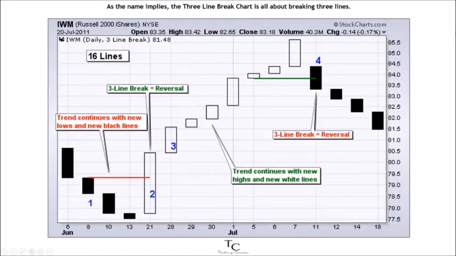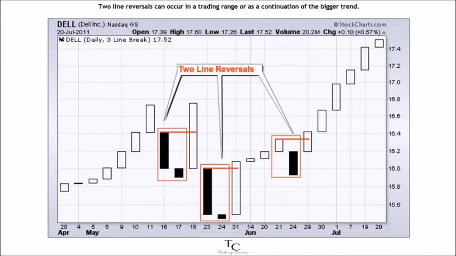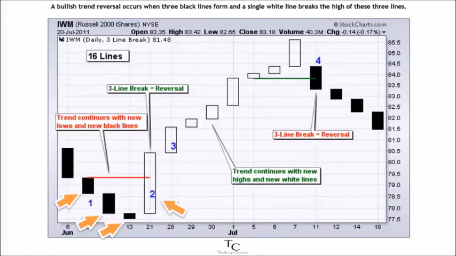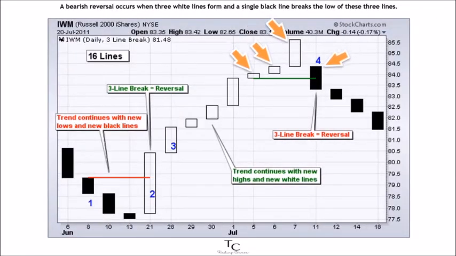As the name implies, the three-line break chart is all about breaking three lines. Two-line reversals can occur in a trading range or as a continuation of the bigger trend. A three-line break, on the other hand, denotes a stronger move that can signal a trend reversal. A bullish trend reversal occurs when three black lines form and a single white line breaks the high of these three lines. A bearish reversal occurs when three white lines form and a single black line breaks the low of these three lines.